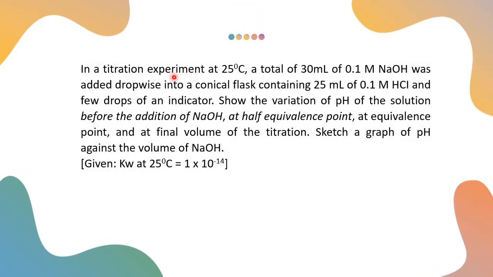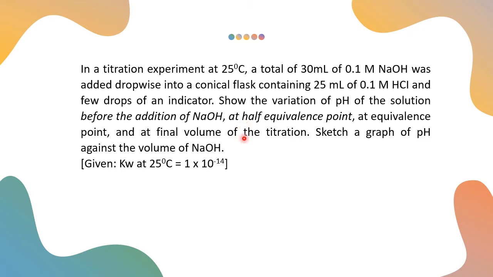In a titration experiment at 25 degrees Celsius, a total of 30 ml of 0.1 molar sodium hydroxide was added dropwise into a conical flask containing 25 ml of 0.1 molar hydrochloric acid. So the starting point is acid, and then sodium hydroxide is added drop by drop. Show the variation of pH of the solution before the addition of sodium hydroxide, at the half equivalence point, at the equivalence point, and at the final volume of the titration.